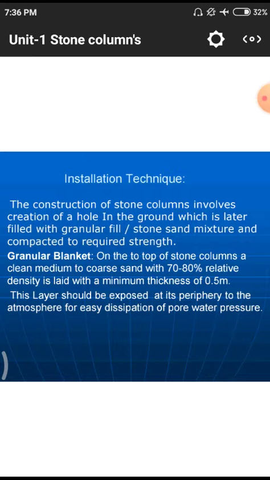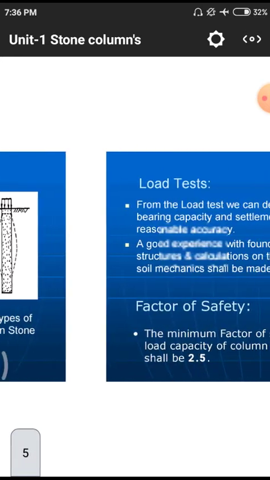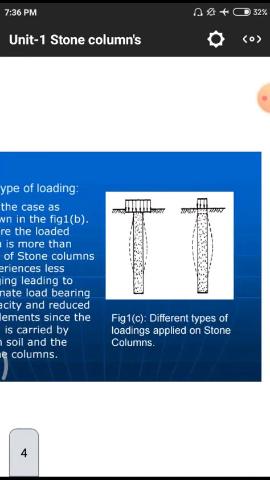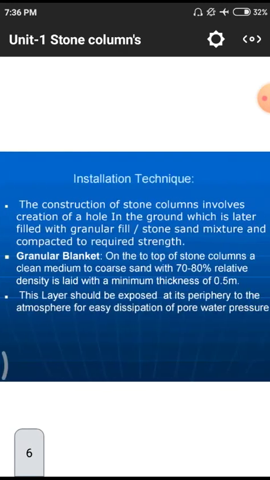Why? Because there may be a huge amount of contact between the surrounding soil particles and this stone column, so there may be a huge amount of force dissipation. In the first diagram, there may be a huge amount of force dissipation from the column to the surrounding soil, but in the second diagram there is less chance of force dissipation.